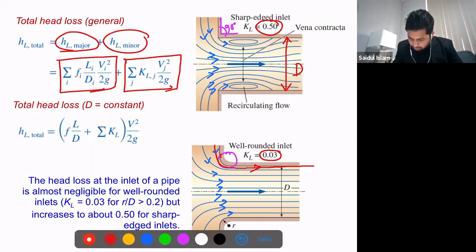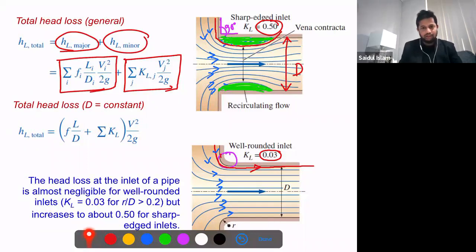So this fluid particle, let's say we have one more fluid particle here, it cannot travel like this due to the sharp change. What actually happens is it needs to go like this. So it creates some sort of zone here. This is kind of a stagnation section where the velocity becomes zero from both ends of the pipe.